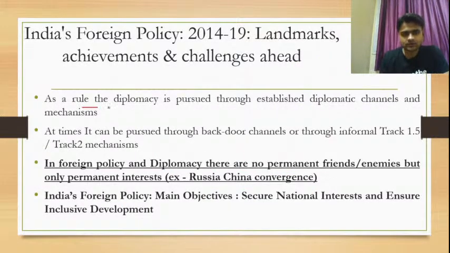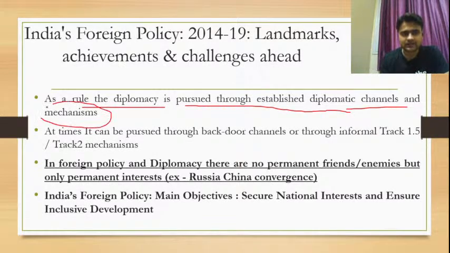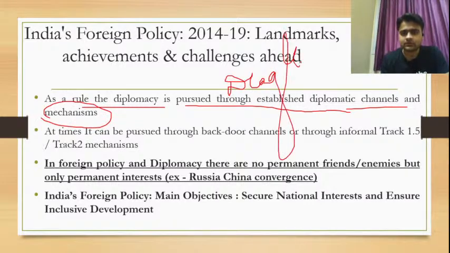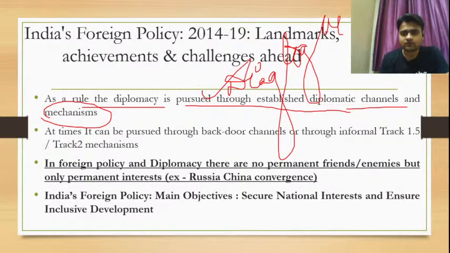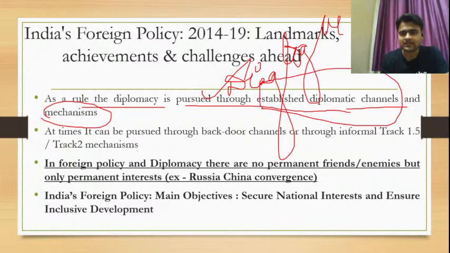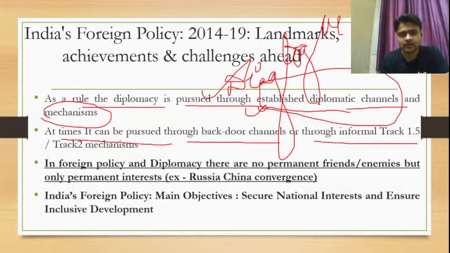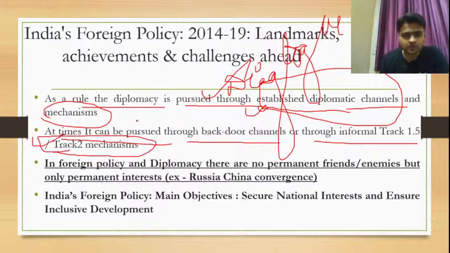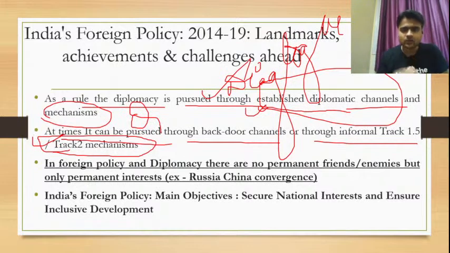Now, as a rule, diplomacy is pursued through established diplomatic channels and mechanisms. That can be the dialogue mechanism or forum. We have the concept of forums, dialogues, establishments. So these are some of the established diplomatic channels, that is, the official channels. And at times it can be pursued through backdoor channels as well, or through informal Track 1.5 or Track 2 mechanisms. So again, there is a question for you, and again I am telling you, today's class will be full of many questions, so please try to answer quickly.